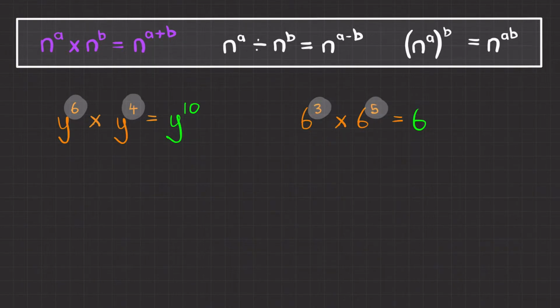Well, what do we do with these indices? Well, the law of indices says, this power and this power, you add them together. So 3 plus 5 equals 8. So our answer is 6 to the power of 8.